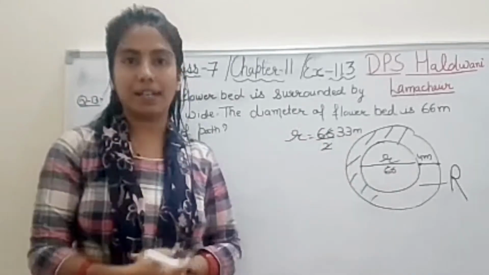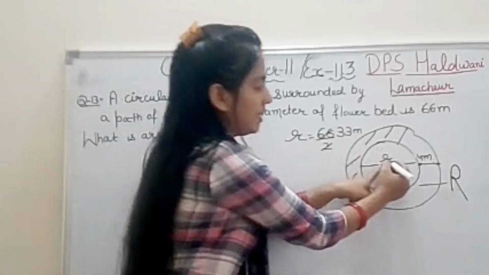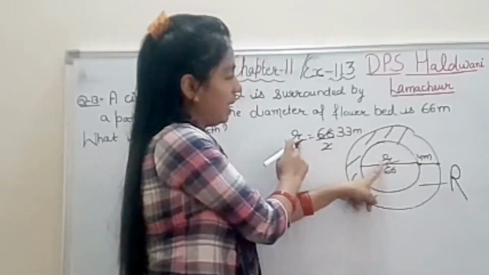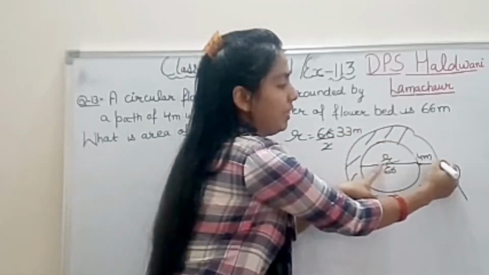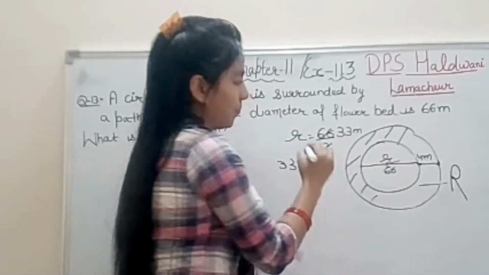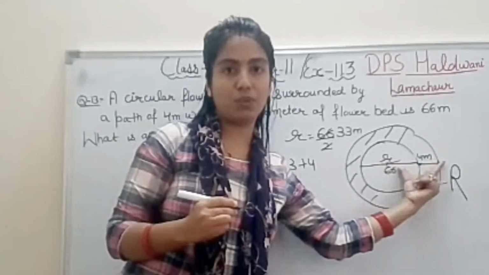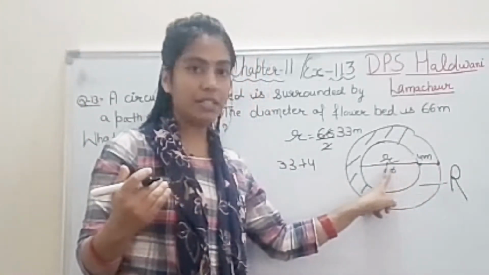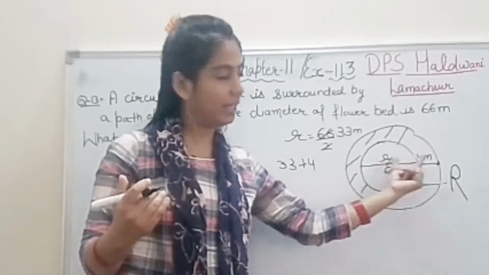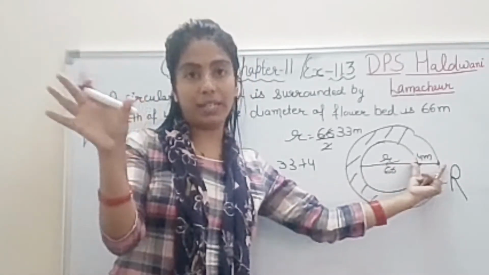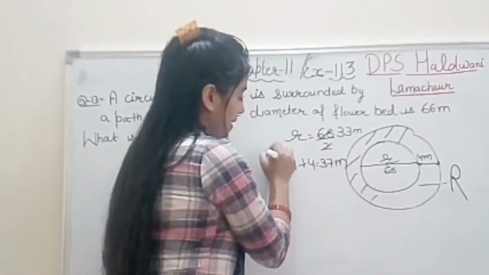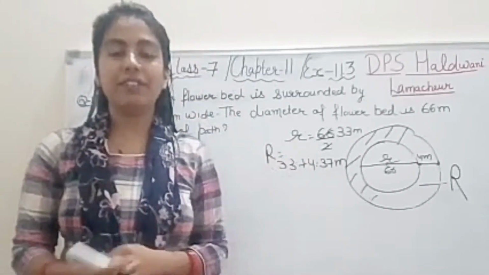What about capital R? Student, the path has been made from the center. From here to here the radius is 33. But we want it till here, which is 4 meter. It means 33 plus 4, because we want the total full radius from the center till the path. From the center to inside is 33 and the path is 4 meter wide. So 33 plus 4 is 37 meter. It means capital R is 37 meter.